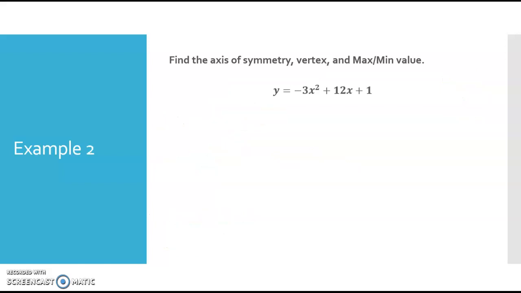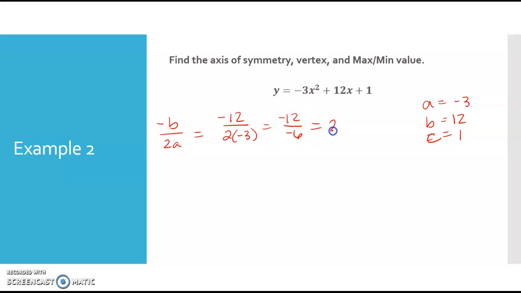So last one like this. I know we have a couple more examples. We'll put them on the next video because we'll be taking this and then graphing it. So again, I start with my A, B, and C. My A is a negative 3. My B is 12, and my C is 1. So I'm going to start with opposite B over 2A. Opposite of B is a negative 12. So we have negative 12 over 2 times negative 3. So we've got negative 12 over negative 6, which equals 2.